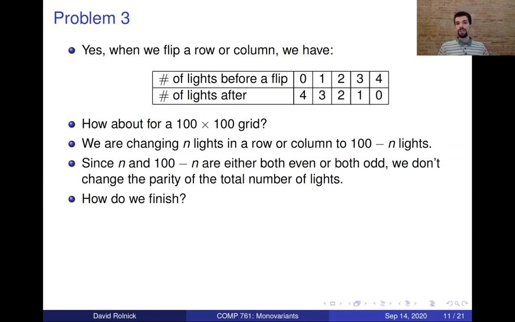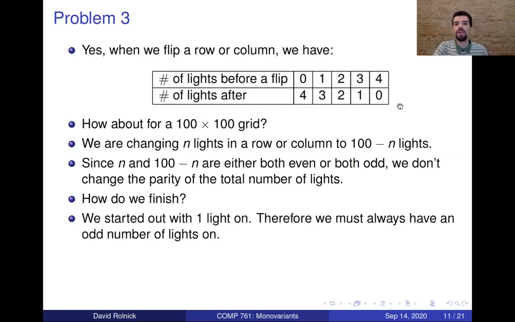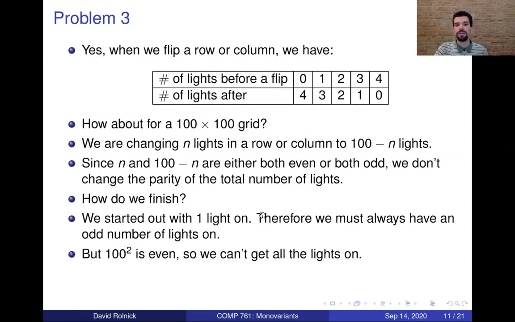We have this invariant, which is whether it's odd or even, that stays constant. Yeah, we need to look at the starting number of lights. We started with 1 light on, so we're always going to have an odd number of lights on. But we're trying to have an even number of lights on. We're trying to have all of them on, and 100 squared is even. So we can't get all the lights on. Done.